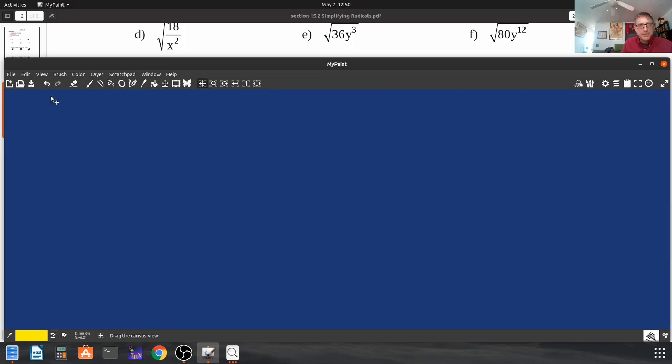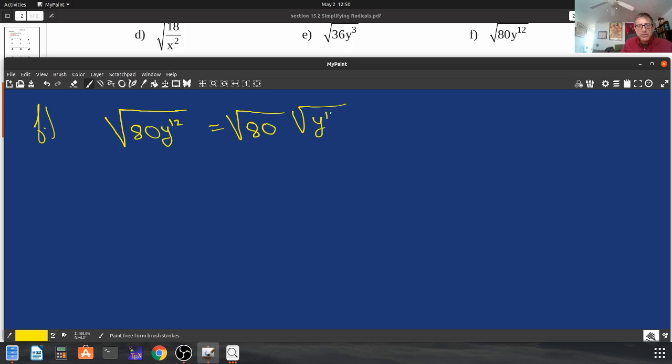And let's do f. The square root of 80 times y to the 12th. That's kind of nice, right? Because I'm already given an even power. Really, the work is just finding the square root of 80 times the square root of y to the 12th.